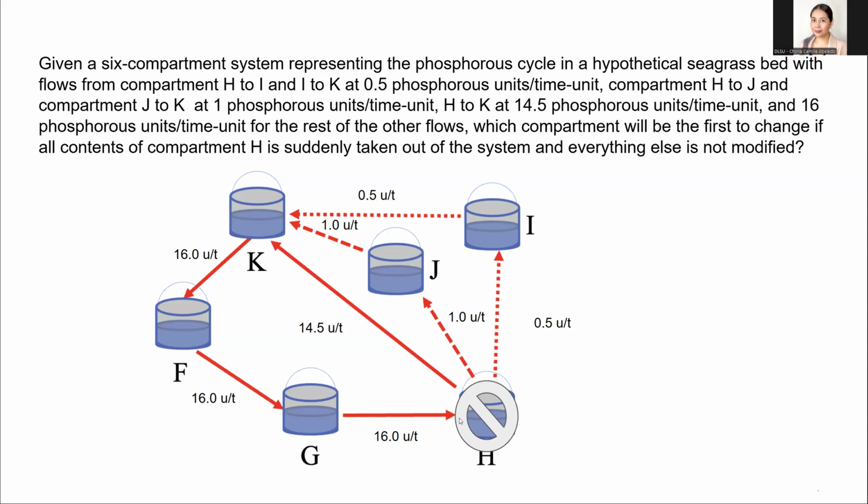So which compartment will be the first to change if H is taken out of the system? So again, we remove the compartment, we replace it with tubes that distribute G's contents to I, J, and K, but its flow rate is relatively 16 in and it can release 16 out. So which compartment will change first?